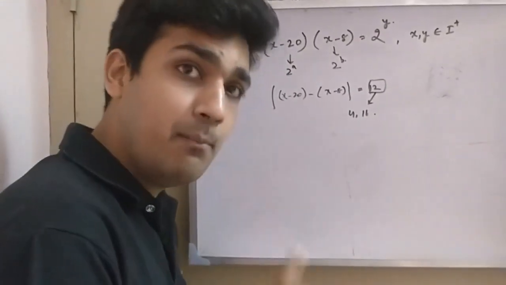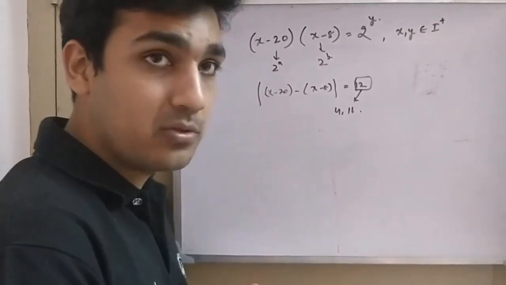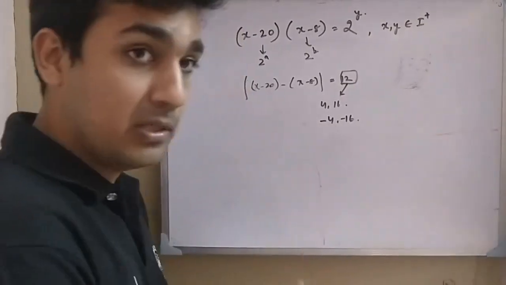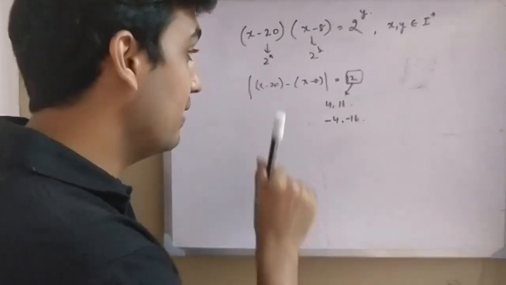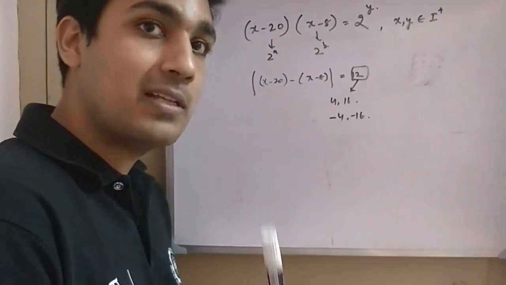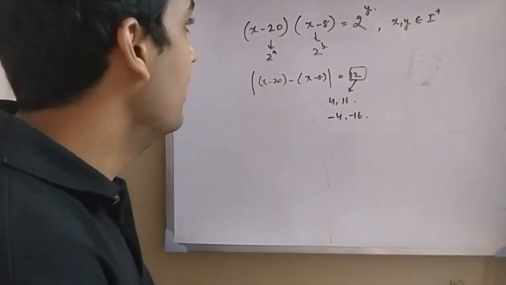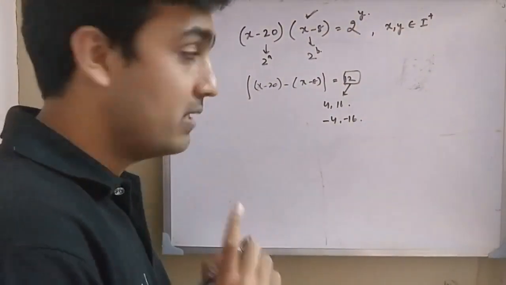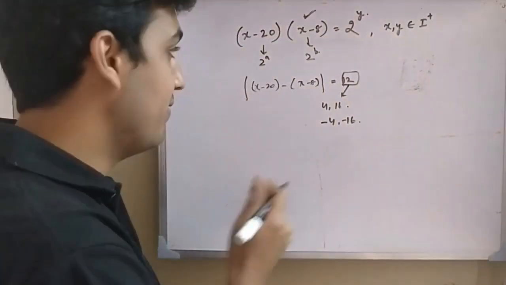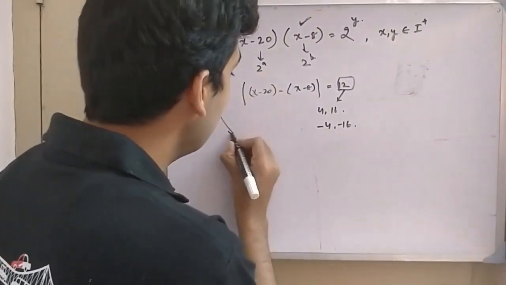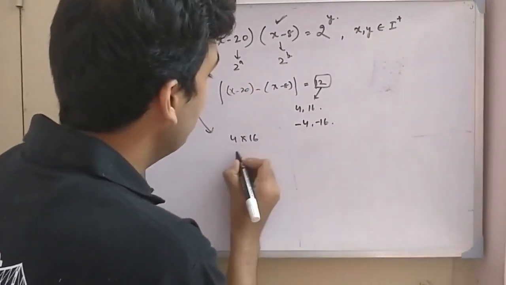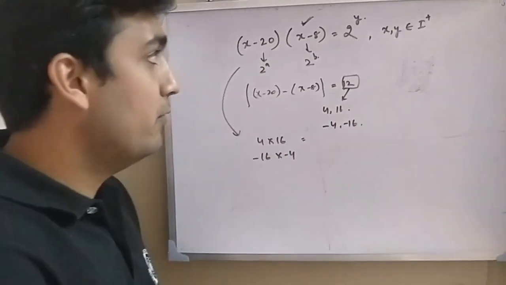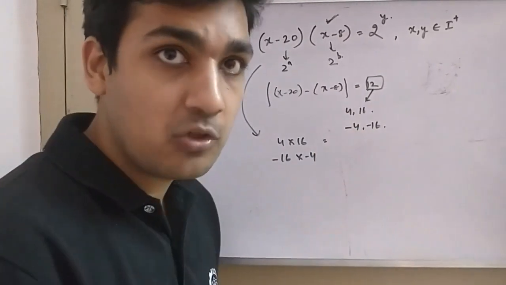Now, one very important thing to note here is if the numbers are 4 and 16, they can also be minus 4 and minus 16, right? Because even then the difference is minus 12, and since we are talking about modulus, we have to consider both the cases, positive as well as negative. We know the right hand side number will always be positive, and will always be higher than the left hand side factor. So we'll write this as either 4 into 16 or minus 16 into minus 4. RHS will always be 64, and 64 is nothing but 2 to the power 6.